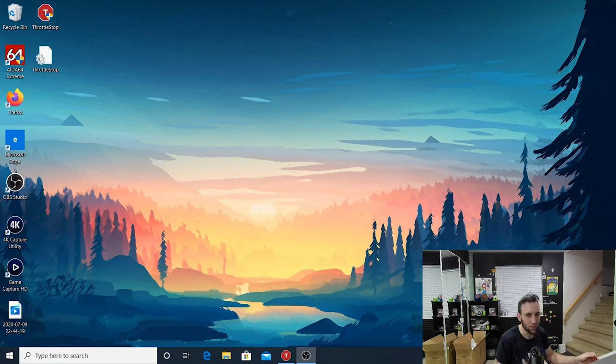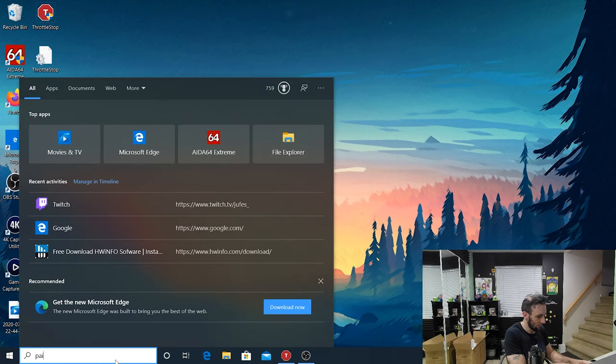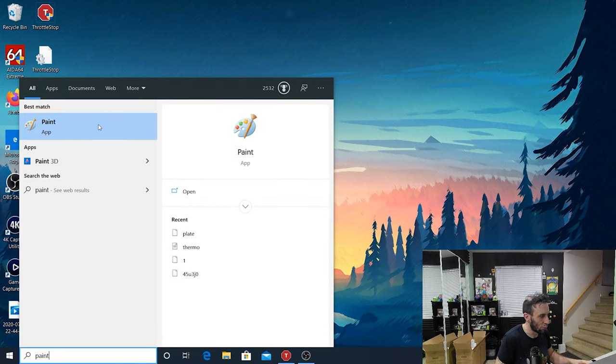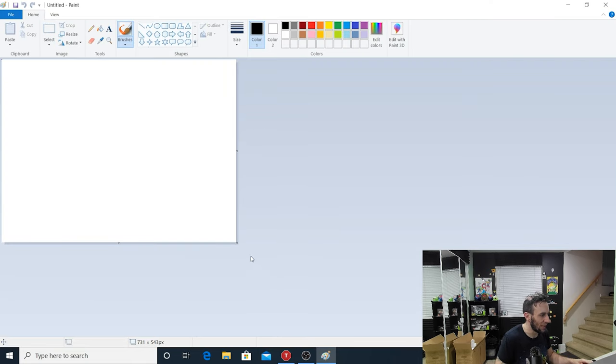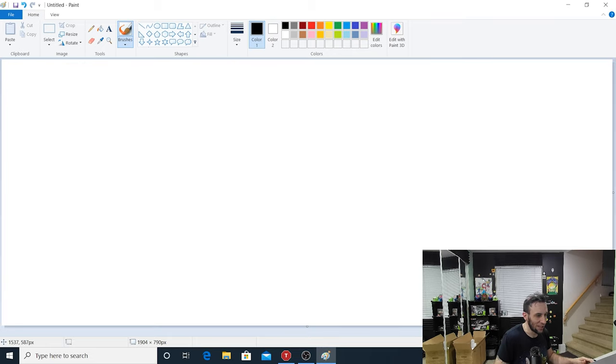Hello, Frame Chaser community. Today, I'm going to try my best to explain why the higher Ryzen IPC is not scaling with gaming, and also why increasing core clocks on Ryzen also doesn't scale with gaming. It's going to be kind of a rude way of explaining it. I'm going to be using Microsoft Paint here, but you should be able to get the gist of it.